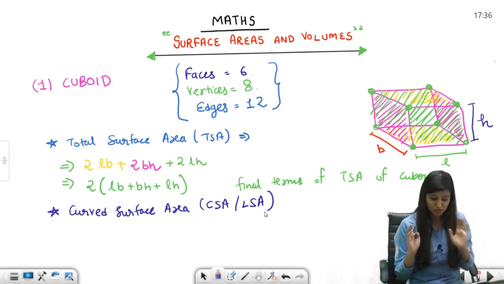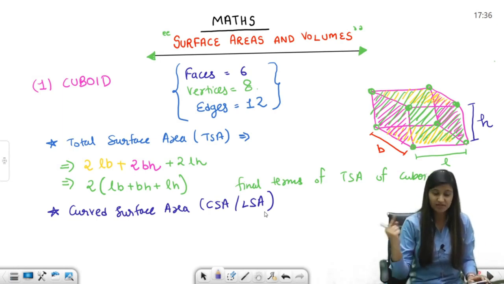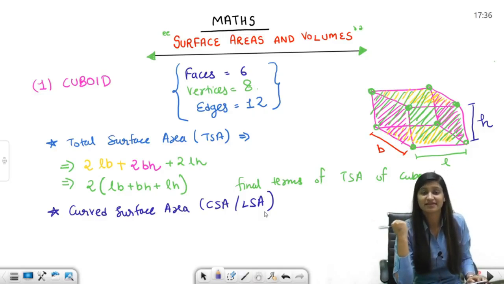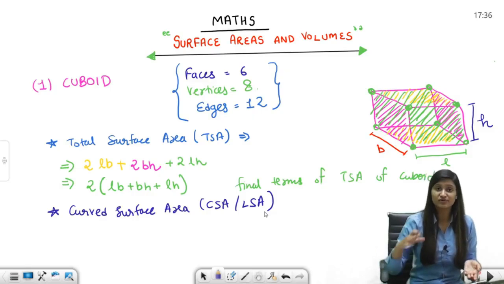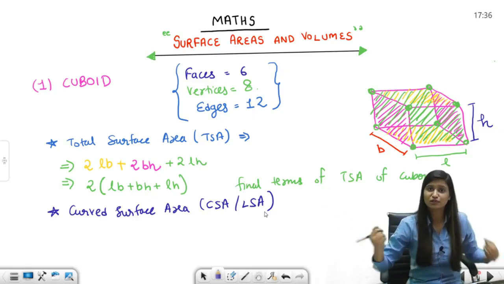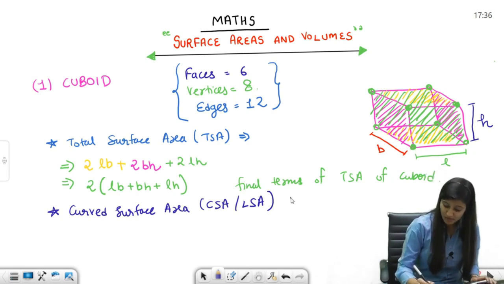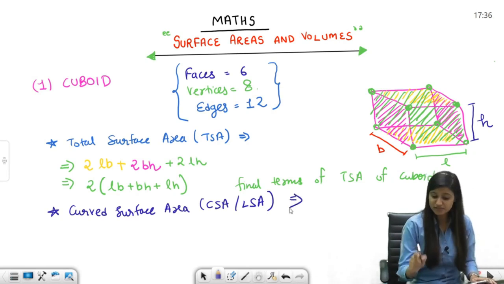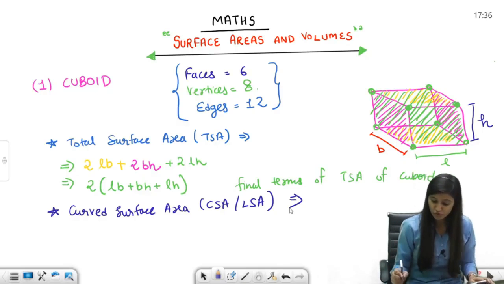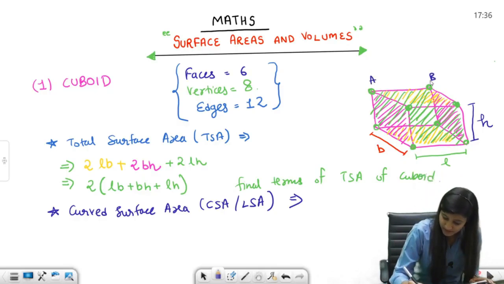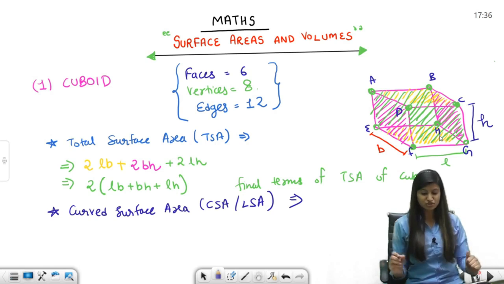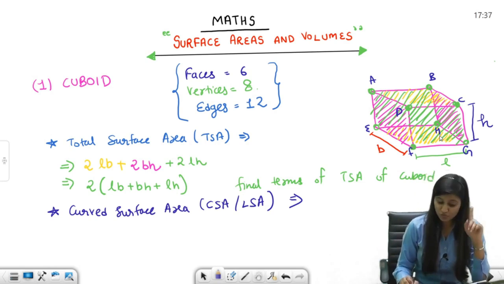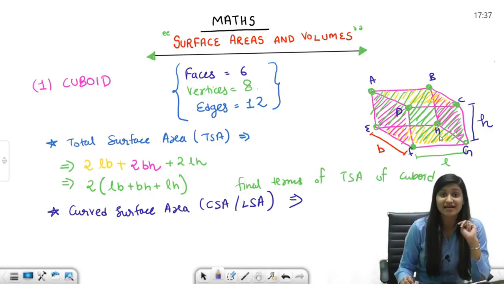That's it. Now you will just be left with the curved one, the area which is present only at the curved one, right? You just need to remove the upper face and the lower face. Alright, so if I represent this in the same diagram, let's name it A, C and H. So if I tell you to remove, which two rectangles will you remove?